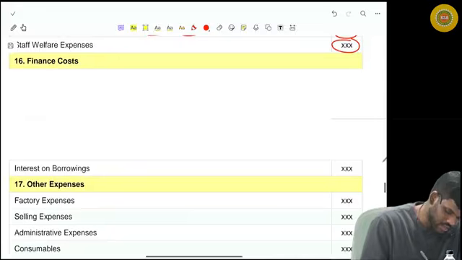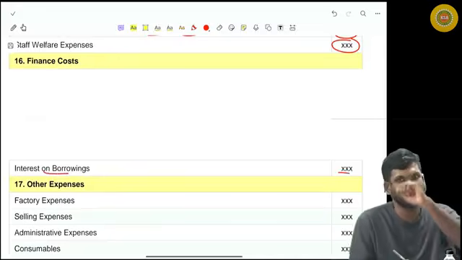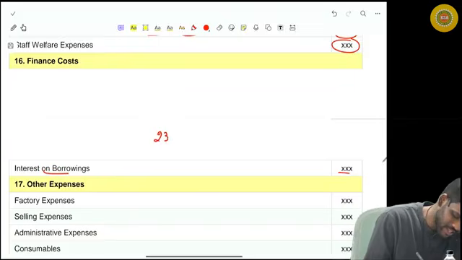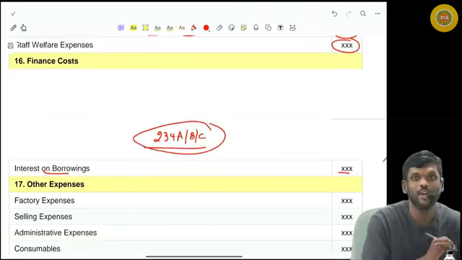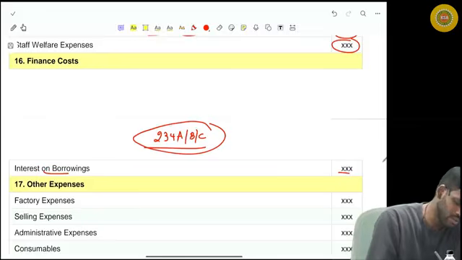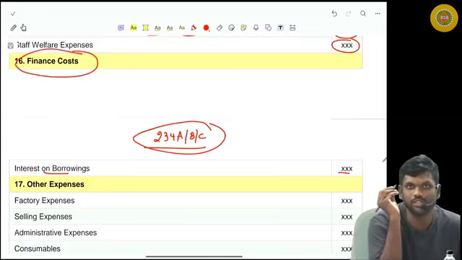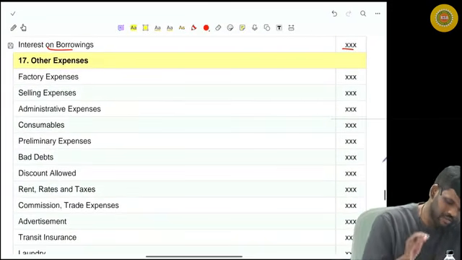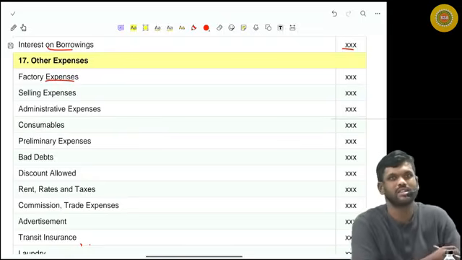Under finance cost, interest on borrowings will come. Here one more point I want to add. You all would have learned in direct tax, section 234 A, B, C interest. Whatever section 234 A, B, C interest that you pay should also be disclosed under finance cost. Okay, keep this point in mind.